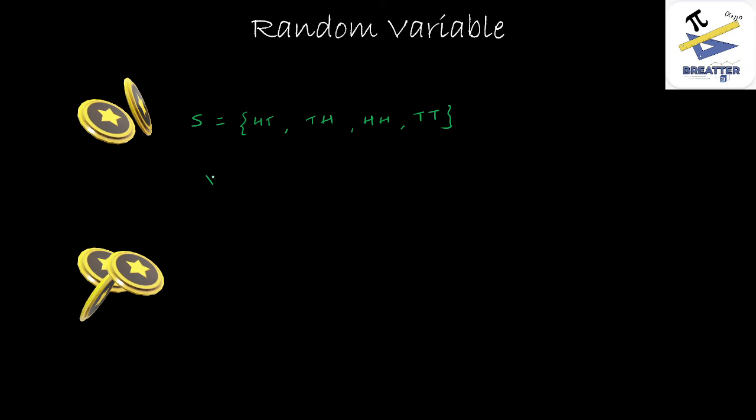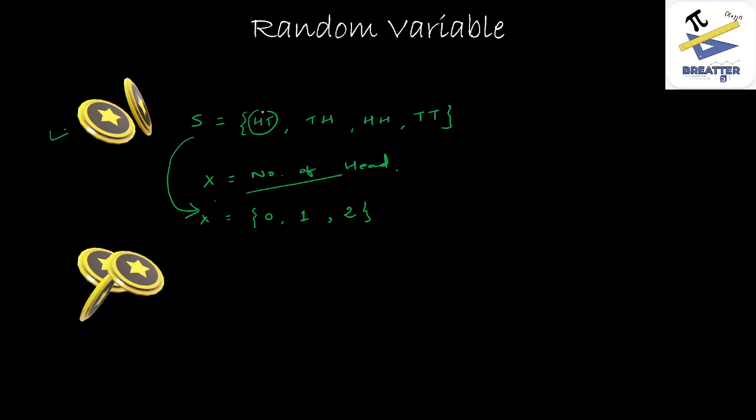So if we define our random variable x as the number of heads, what are the possible values of heads? Either it may have 0, it may have 1 head, it might have 2 heads. So here in this random experiment, the random variable x is defined as the number of heads while tossing 2 coins, and it has possible values like 0, 1 and 2.